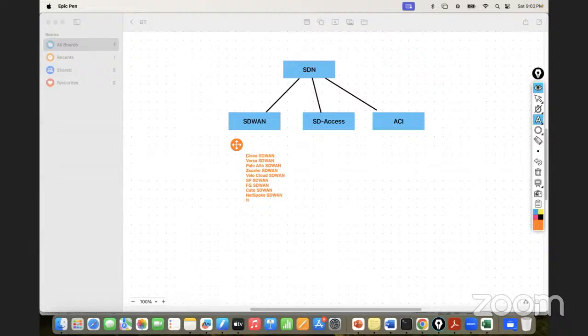We have Nokia Nuage SD-WAN, right? Or you can just put a Nokia SD-WAN. A lot of things also, right? Let me put the etc. So we have a lot of vendors available in the market for the SD-WAN solution. So which one is the best, right? And why should I learn Cisco SD-WAN, Versa SD-WAN, all these things?